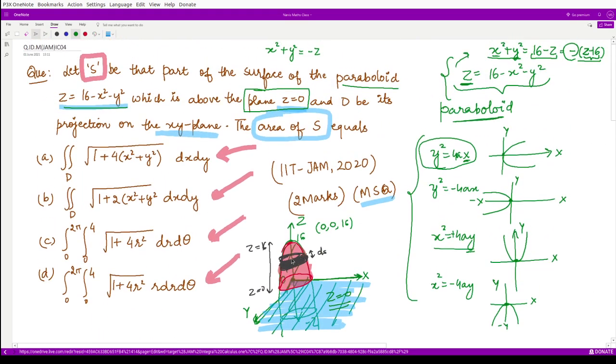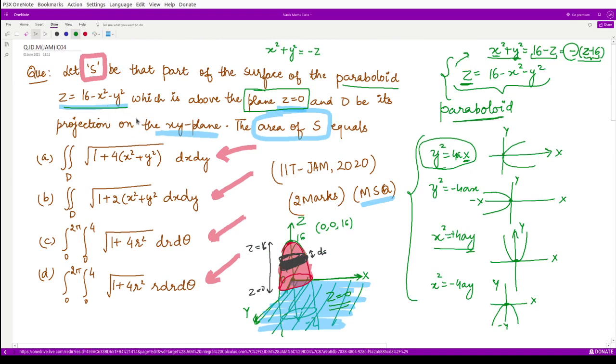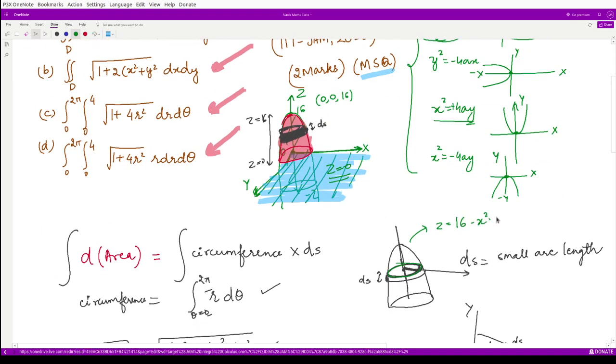The limits of r are obtained if you take the circle. For this paraboloid, we have the equation z is equal to 16 minus x² minus y². Now, if you wanted to calculate only the portion of this disk, z is constant, because for this portion of disk there is only one value of z. So we can write this equation as 16 minus x² minus y² is equal to 0, or x² plus y² is equal to 16. So this is the equation of a circle.